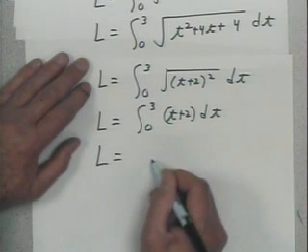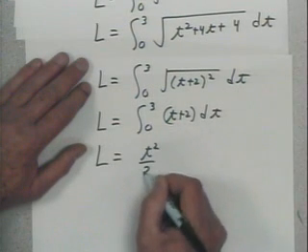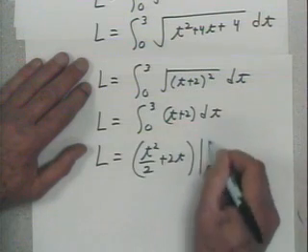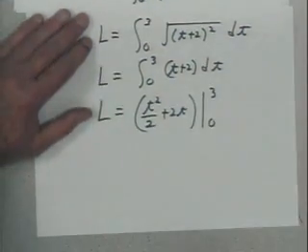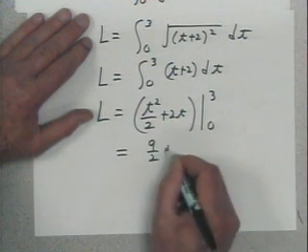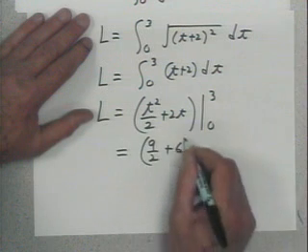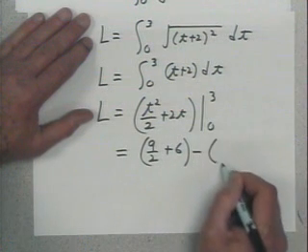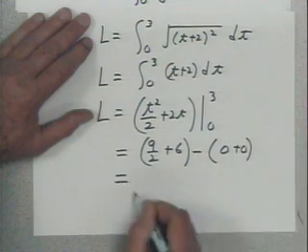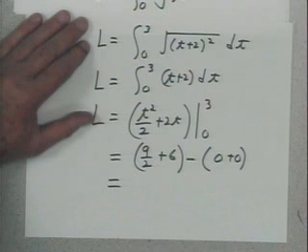Well, how easy is that? That's just t squared over 2 plus 2t, evaluated from 0 to 3. So the fundamental theorem says put in the 3, and I got 9 halves plus 6. Then I have to subtract what I get when I plug in 0, and I got 0 plus 0. Final answer? 9 halves plus 6.